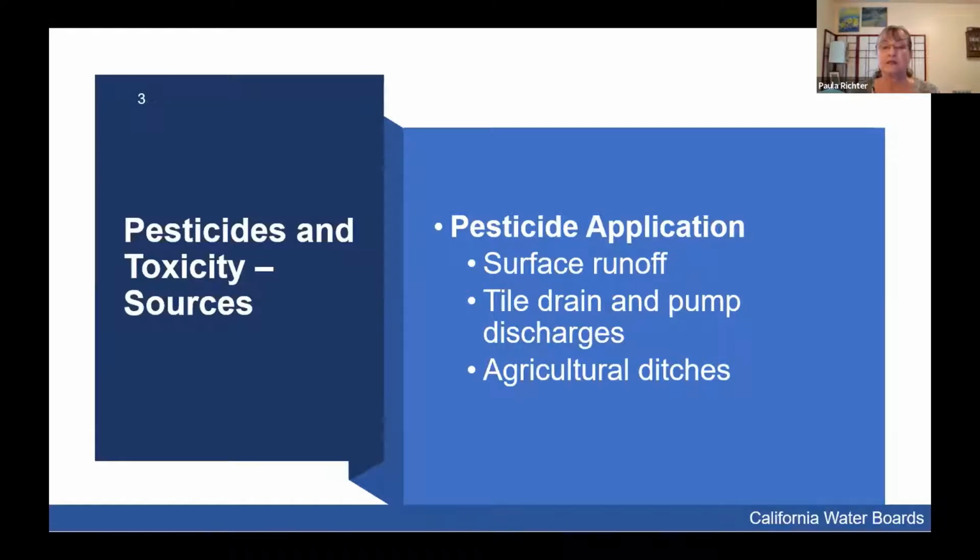Elevated pesticide concentrations and the resulting toxicity in surface water is also widespread in ag areas of our region. In fact, the agricultural use rates of pesticides are the highest in the state. Pesticides are transported through surface runoff, as well as tile drain and pump discharges, and can also be transported through ag ditches that drain to stormwater systems, creeks, and rivers.